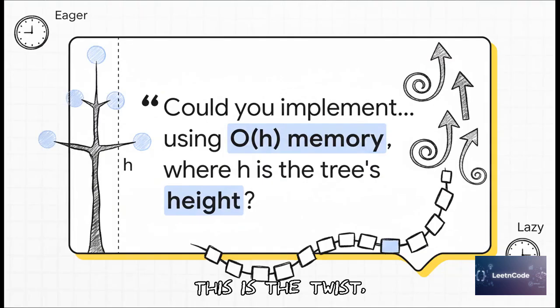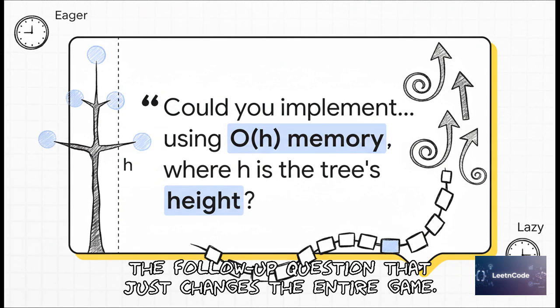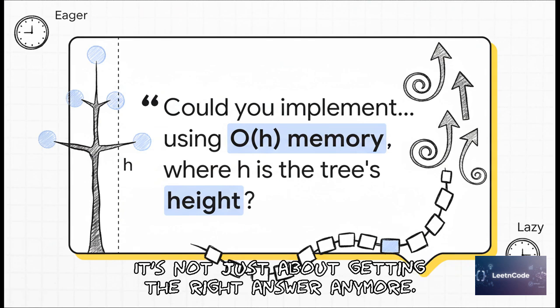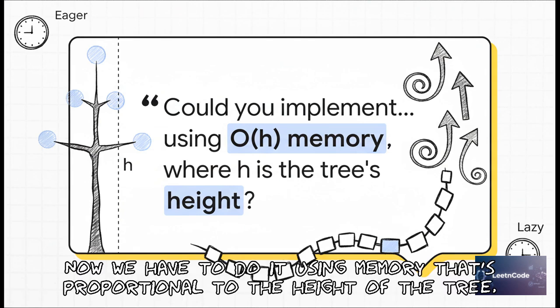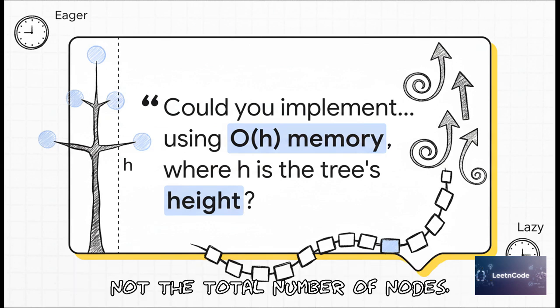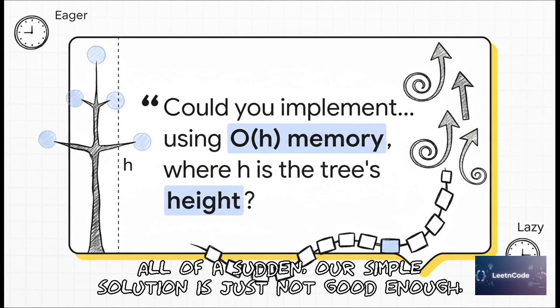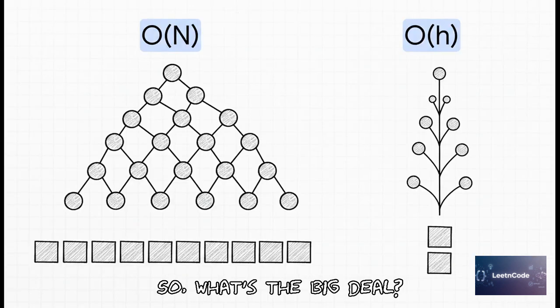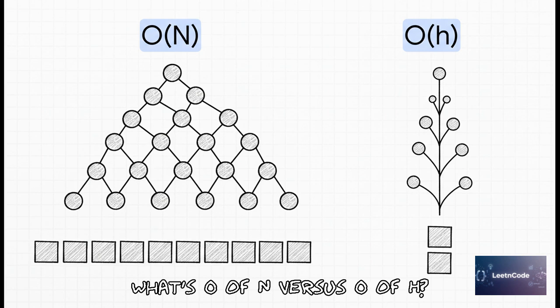And there it is. This is the twist, the follow-up question that changes the entire game. It's not just about getting the right answer anymore. Now we have to do it using memory that's proportional to the height of the tree, not the total number of nodes. All of a sudden, our simple solution is just not good enough. So what's the big deal? What's O(n) versus O(h)?